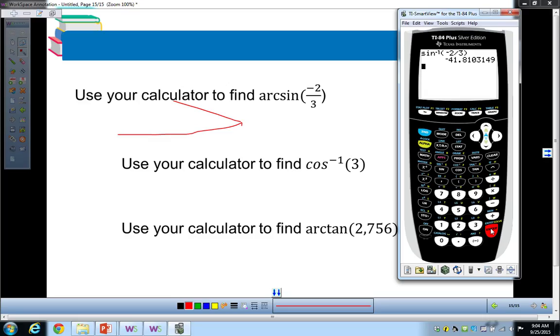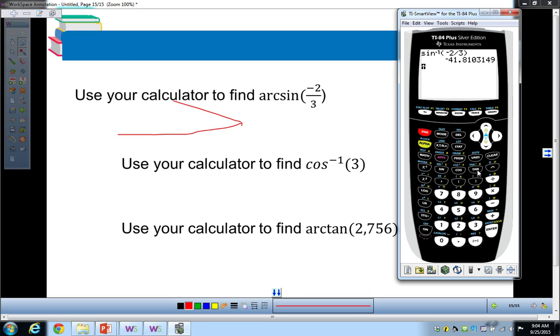How about this one? What am I going to get? Watch what happens. Come on, I thought I taught you guys this. Isn't it an error? Yes, because for cosine you only get out values between -1 and 1. So you can only plug in values between -1 and 1 for the inverse function. How about tangent? Can I plug in 2,756? Yes. And I will probably get a number close to pi over 2, because that's when you're getting close to the asymptotes. Let's just see.